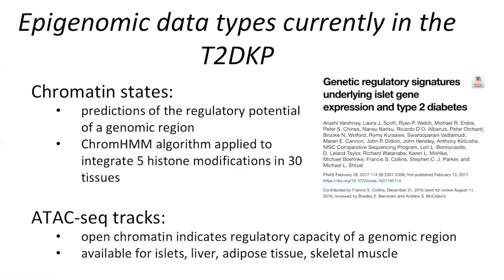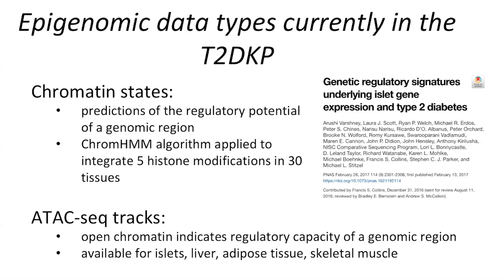The types of epigenomic data that we currently have in the Type 2 Diabetes portal are two right now, and they're both derived from this paper, Varshney et al., 2017. The types of data are, first of all, chromatin states. These are predictions of the regulatory potential of a given region of DNA.